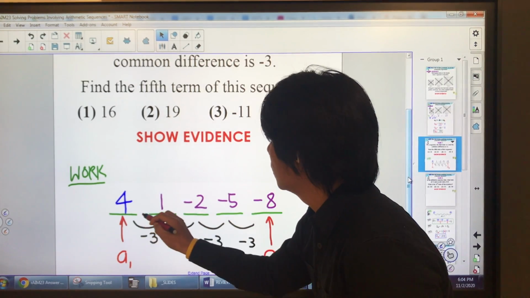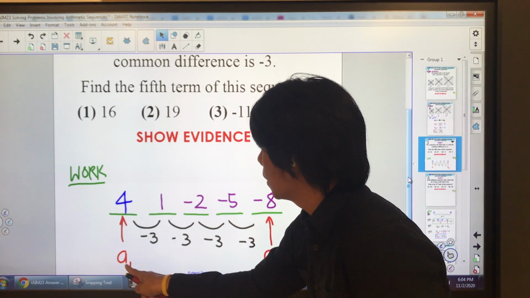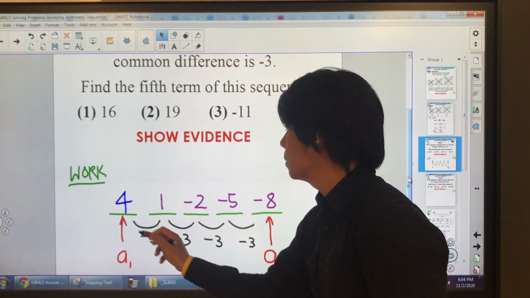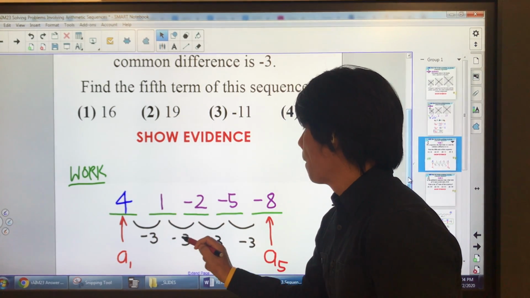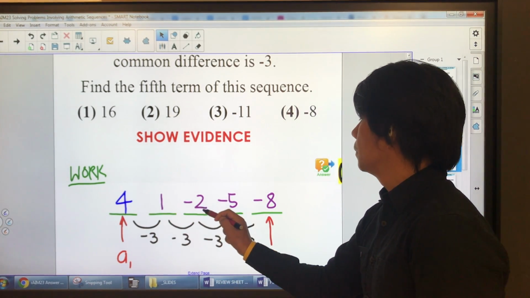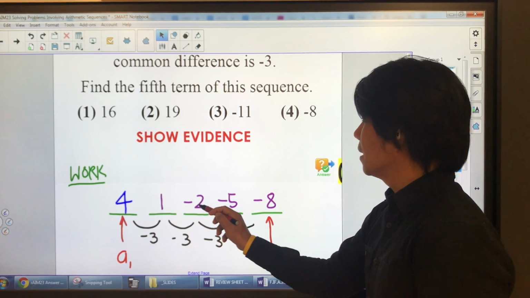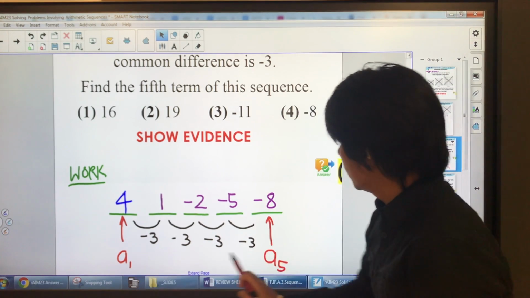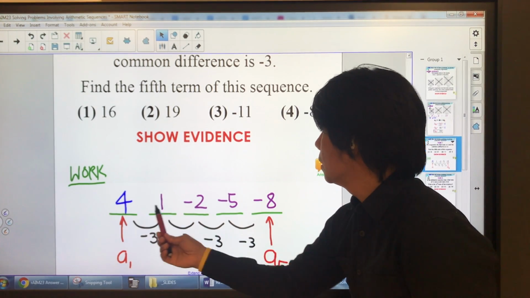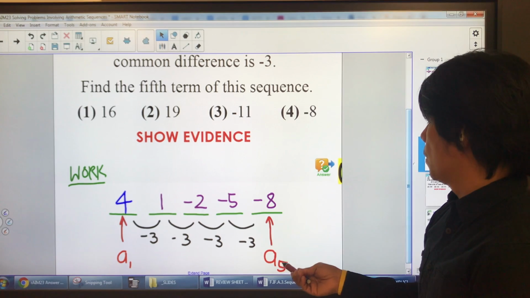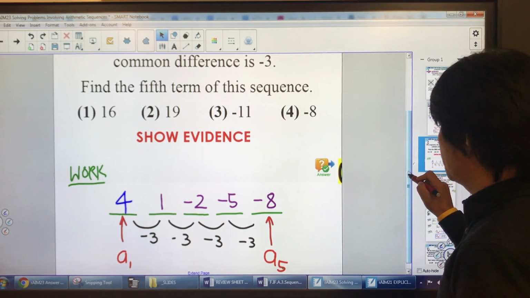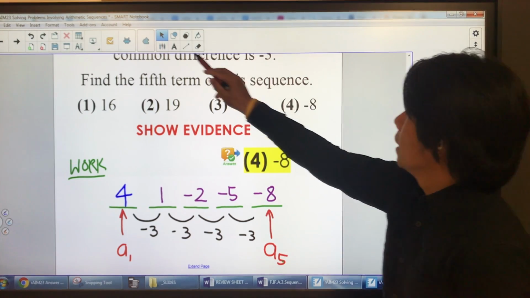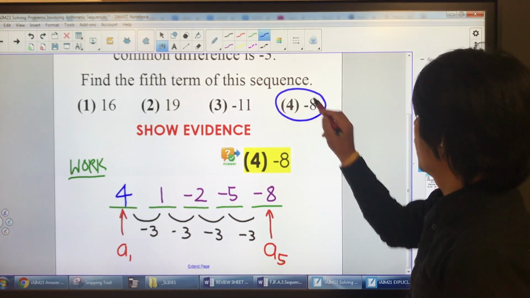So I wrote down 4 as my first term, or a sub 1, and negative 3 is the common difference. So you subtract 3, that's positive 1. Then subtract 3 again, then you get negative 2, negative 5, and negative 8. This is your a sub 1, this is your 1, 2, 3, 4, 5. And that is your a sub 5, or the 5th term that we are looking for. So the answer is that.